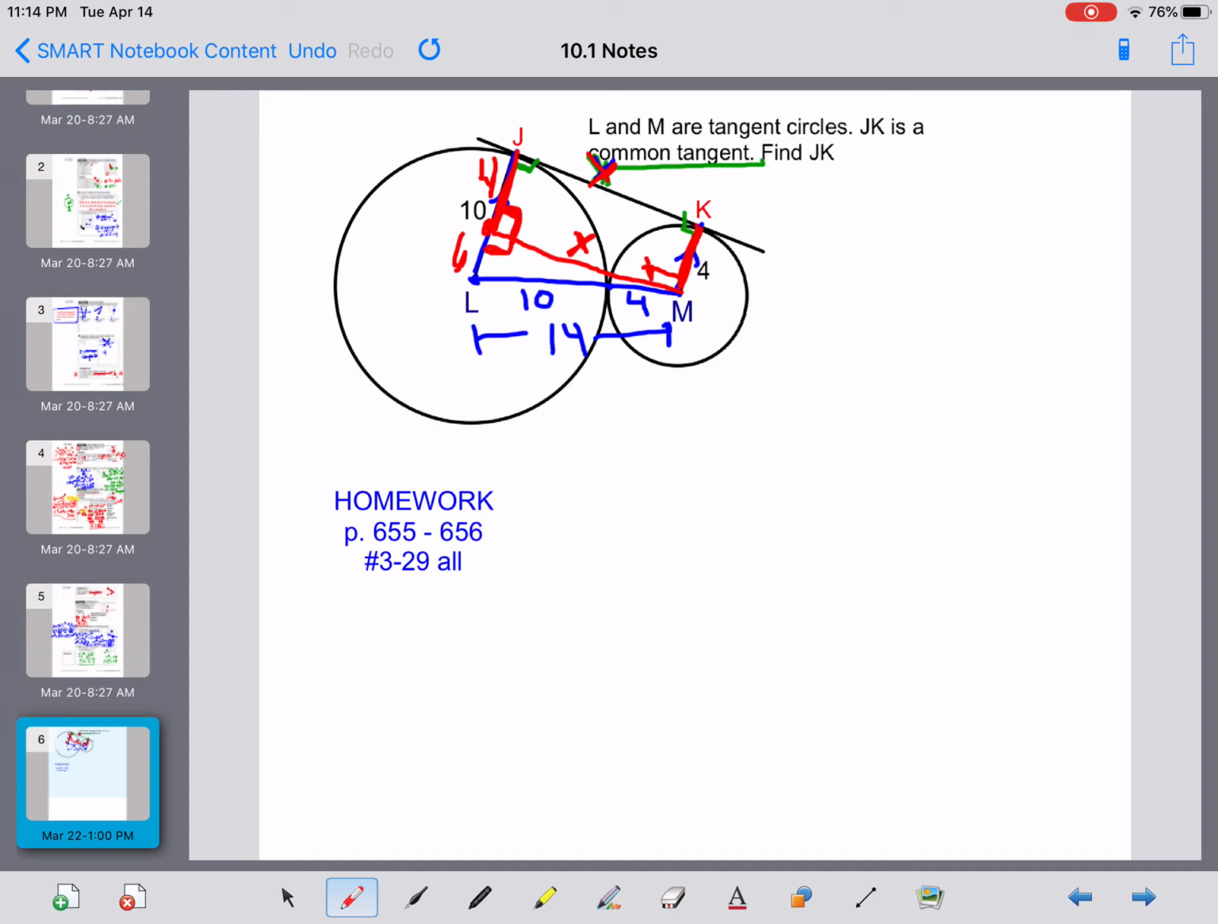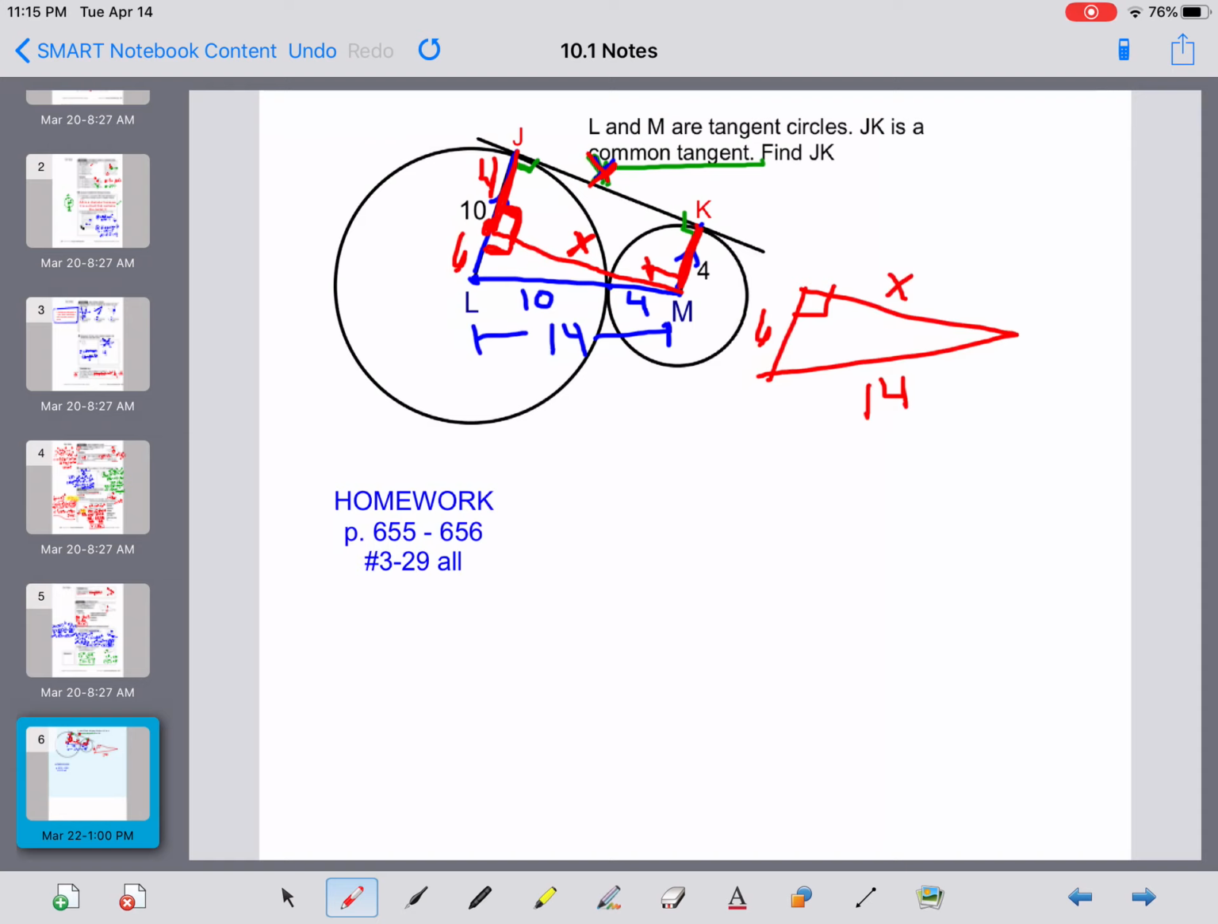So now what you see is I have my trapezoid and I've divided it into a rectangle on top, but what that leaves me on the bottom is a triangle. And nice for us, it's a right triangle. Let me redraw it here. I have 6 here. I have 14 on the bottom from L to M, and I'm trying to find this X on top. There's my right triangle.